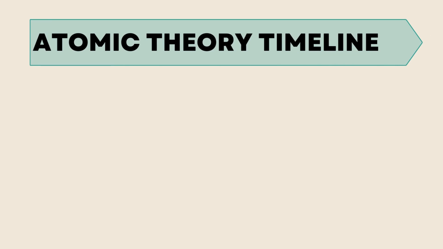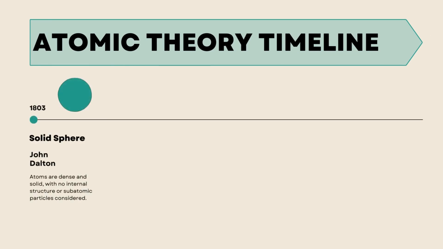The study of the atom started much earlier than that, and the first model was given in 1803 after much research on the atom. The first model is the solid sphere model, as I told you before. It was given by John Dalton. He did much research on the atom. He said that atoms are dense and solid with no internal structure or subatomic particles considered. He shows the structure of the atom like a ball in which no further material is present. It is only present in ball form and it is not further dividable.